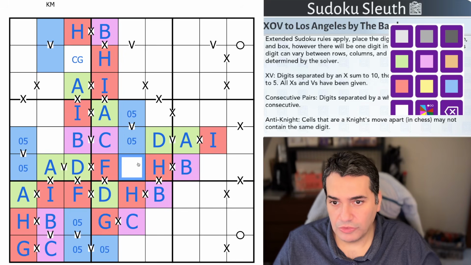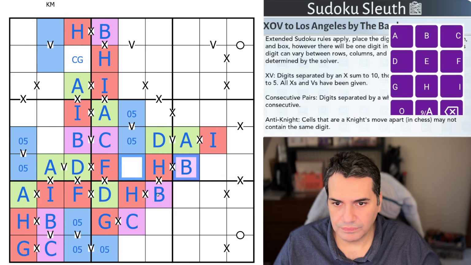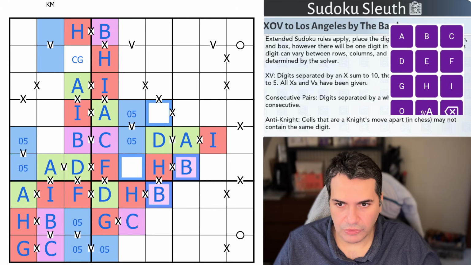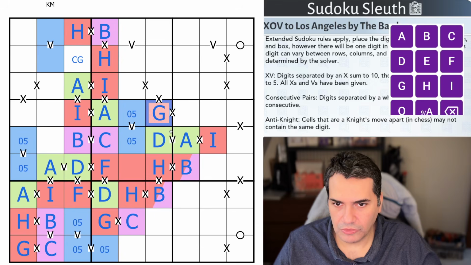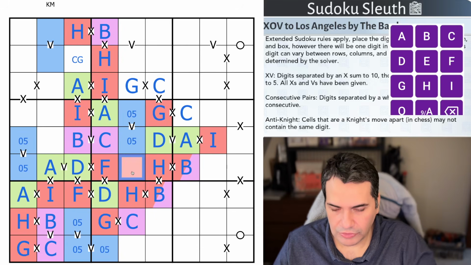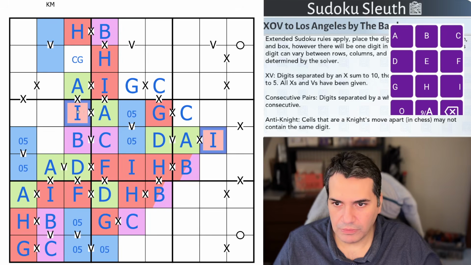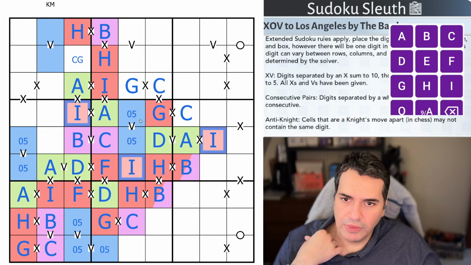The missing digit in this box is B, because can't be there, can't be there. So these two cells, they're both high digits, and they are not I, it's G, and therefore C's, and therefore G again, and this is I. In the end, we did end up with I, we just had to derive it this way.